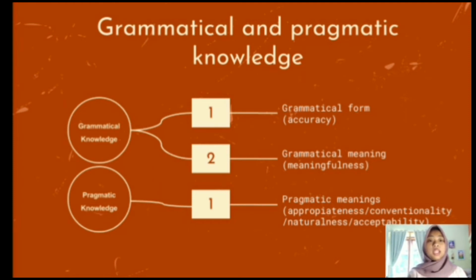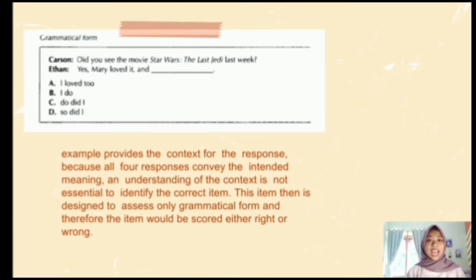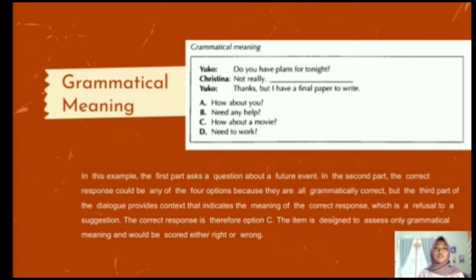And then pragmatic knowledge, there is pragmatic meaning. Okay, this is an example of grammatical form. This example provides the context for the response, but because all four responses convey the intended meaning, an understanding of the context is not essential to identify the correct item. This item then is designed to assess only grammatical form, and therefore the item will be scored as either correct or wrong. This is an example of grammatical meaning.